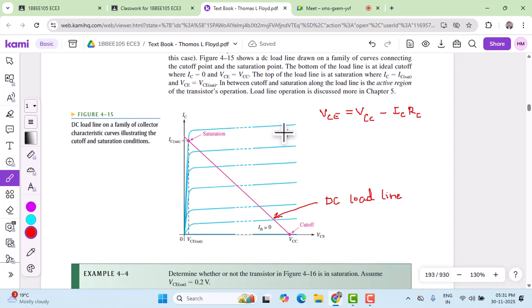Let's solve the problem. First, let us find out the base current so that one can determine the collector current. We already know this equation by applying KVL to the base emitter loop. That gives me the base current as VBB minus VBE divided by RB. Substituting the values of VBB, VBE and RB gives us a base current of 195 microampere. The current that is flowing here is 195 microampere. That is the base current.